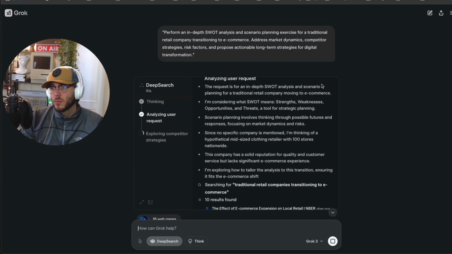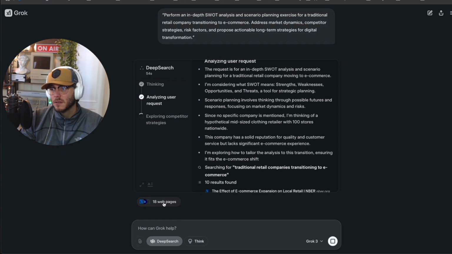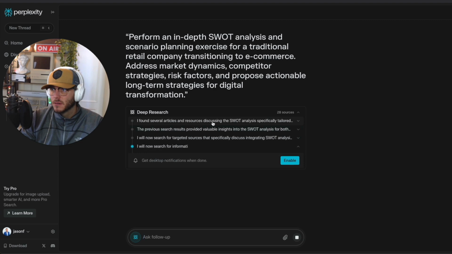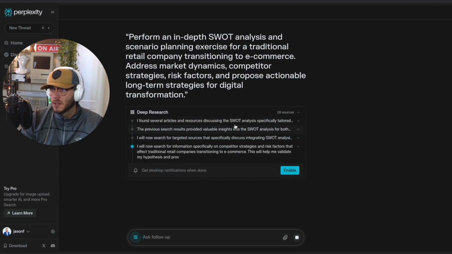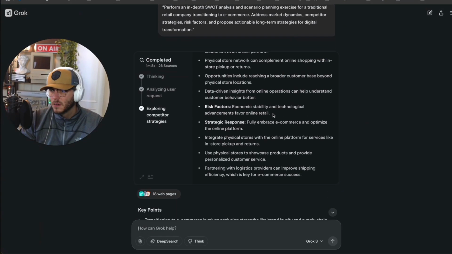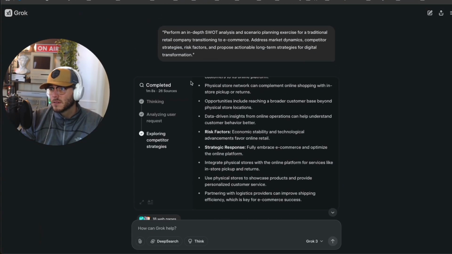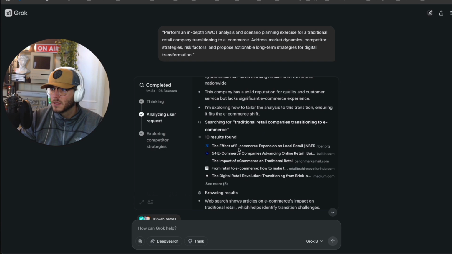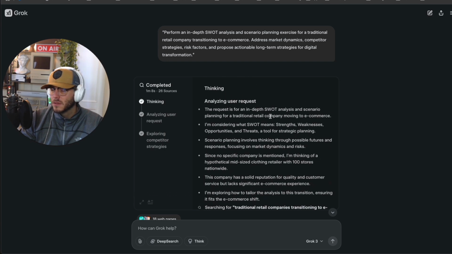Now, this is looking more promising for Grok on this one. It's got 18 pages now for sources. For Perplexity, we already have 28 sources in here, so articles discussing the SWOT analysis, specifically tailored to retail companies transitioning to e-commerce. So 37 sources here. And it looks like Grok's already completed at 1 minute and 8 seconds with 26 sources added in here. And I like this on Grok, how it explains this with the thinking process. This is laid out a little bit different than Perplexity.